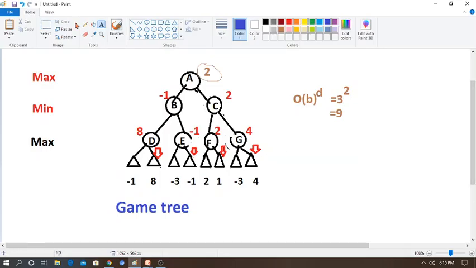Let's assume that you have a game tree here, with nodes A, B, C and D, E, F, G, where we have terminal values -1, 8, -3, -1 and 2, 1, -3, -4 and so on. First, let's assume that it's my turn, and remember when you go for the minimax algorithm, let's assume that two players are playing, one called max and another called min.